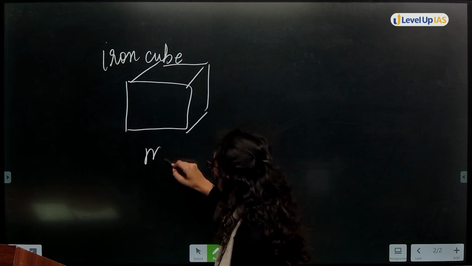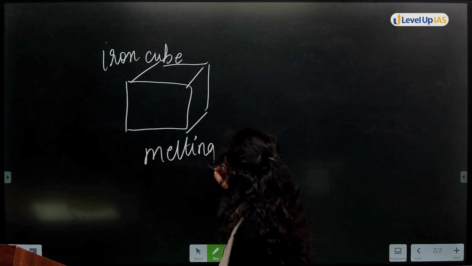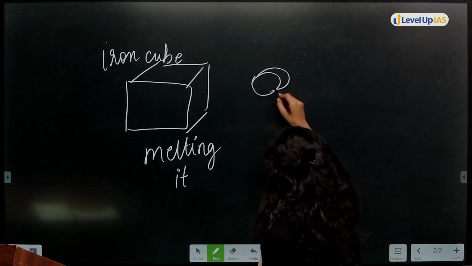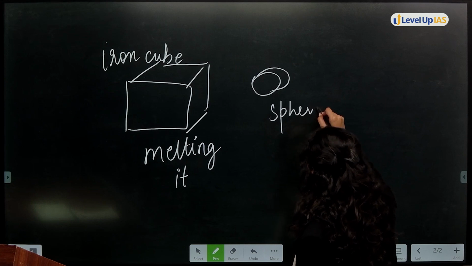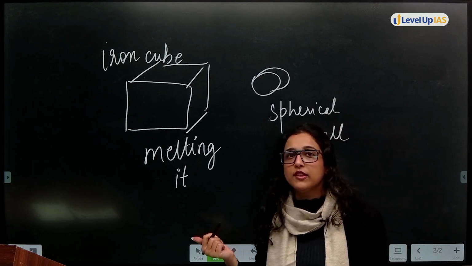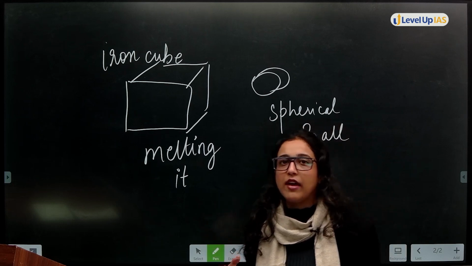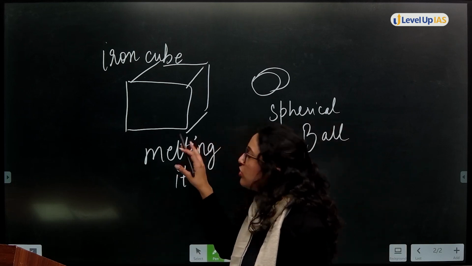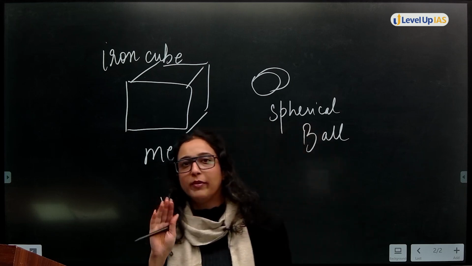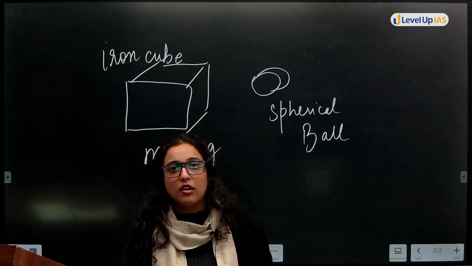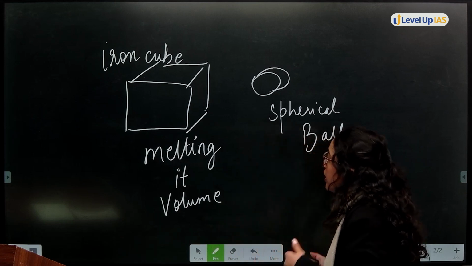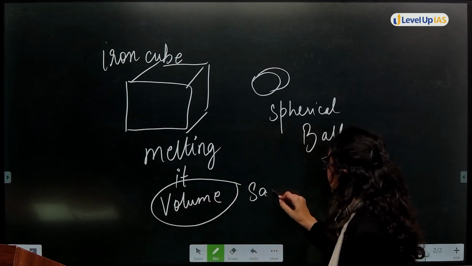You are melting it and you are forming spherical balls. Okay? Now if you have to see what will remain same, let's say you have an iron cube, it has some volume. The volume of metal in it, if you melt the iron cube, the metal that comes out is what you use to form the spherical ball. Okay? So that means what you are doing is volume is remaining same.